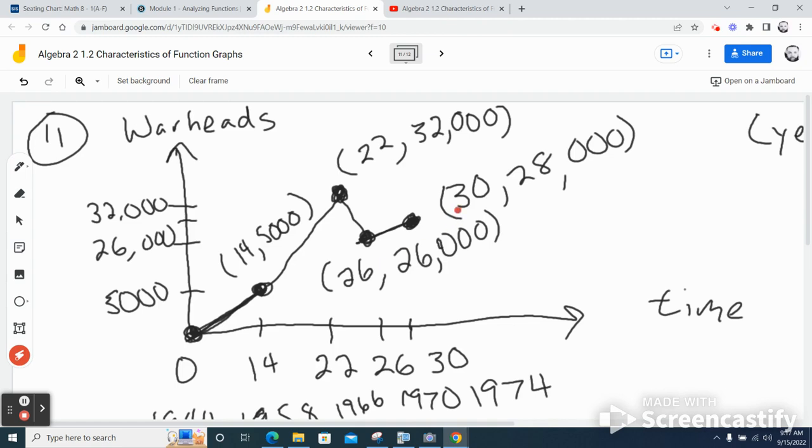Yeah. So anyways, from 1970 to 1974 is an additional 4 years. So 30 years after 1944, it went back up to 28,000, and then they asked us to sketch the graph. And so that's what we did. We just kind of sketched the graph. I'd be curious, well, we could probably Google it.